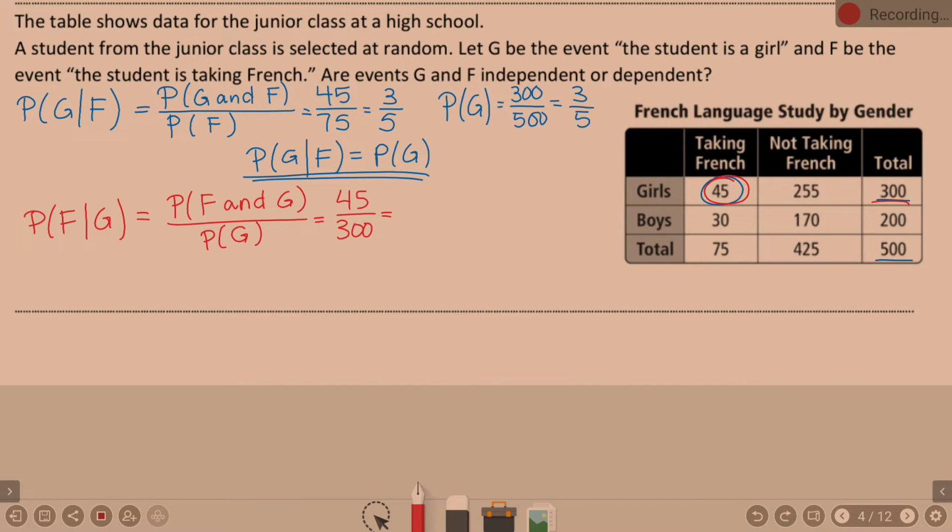What about 45 over 300? That is not three fifths. That's like a little under. So can I just say I'm done? No, we're not done. It doesn't have to equal three fifths. It has to just equal the same thing. We have to finish the rest of the problem.